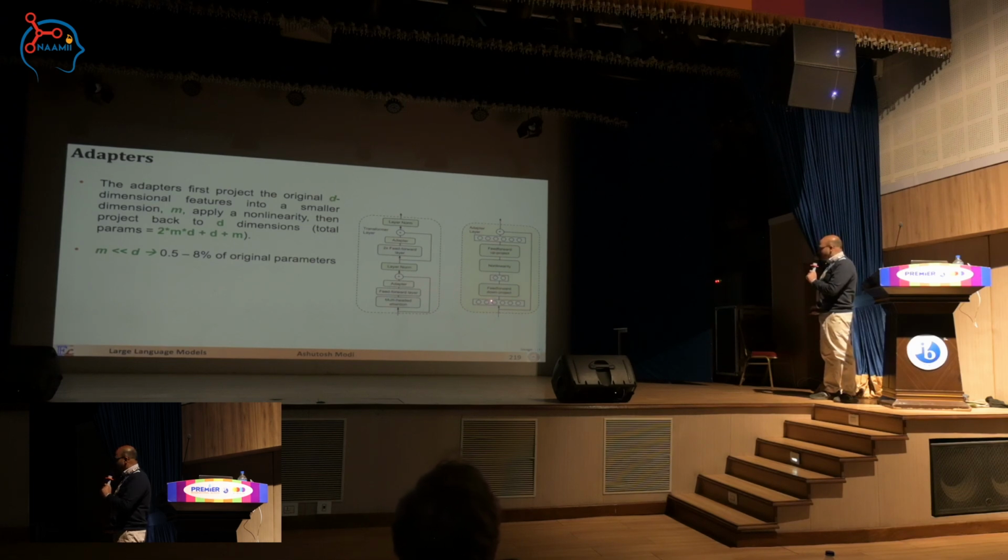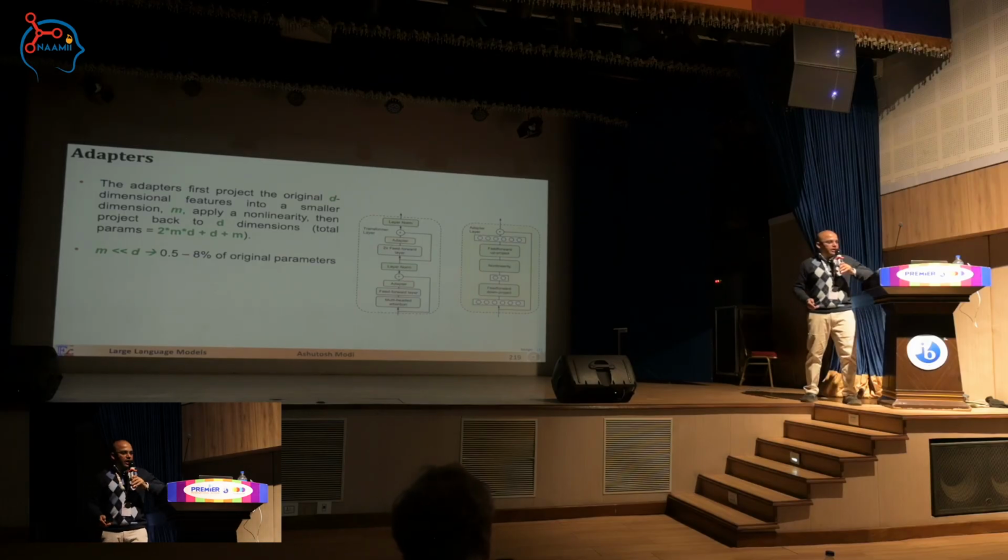It will take some input, project it to a smaller dimension, and then reproject it to a higher dimension. So you plug in these adapter layers within the transformer block. You have this before the residual addition and before the layer normalization, and another adapter added here. That's how the adapter basically works.